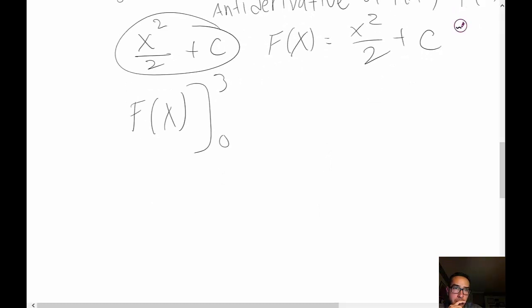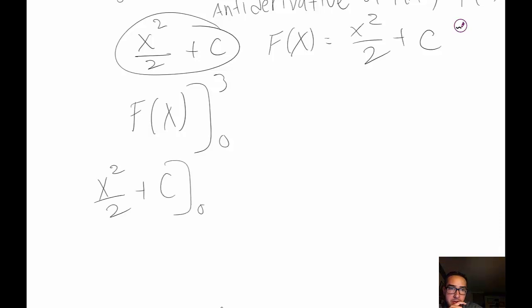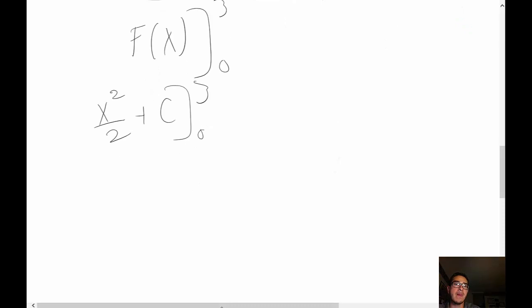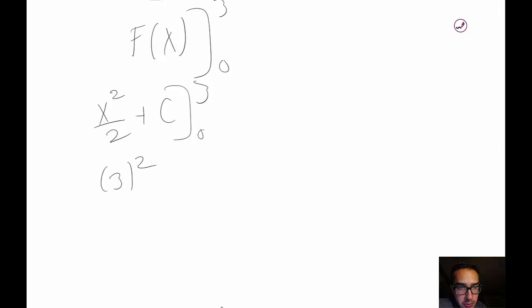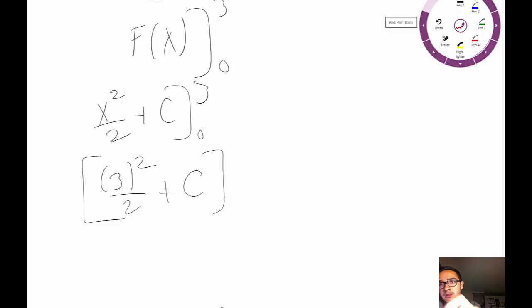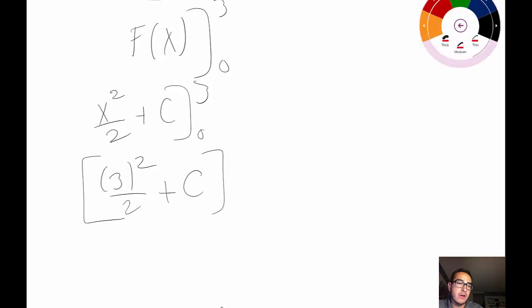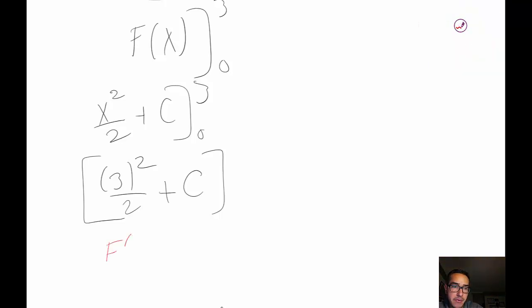So what that means is you're evaluating x squared over 2 plus c from 0 to 3. If we plug in 3 in this case, 3 squared over 2 plus c, that here is our capital F of 3, because we're evaluating it at x equals 3.